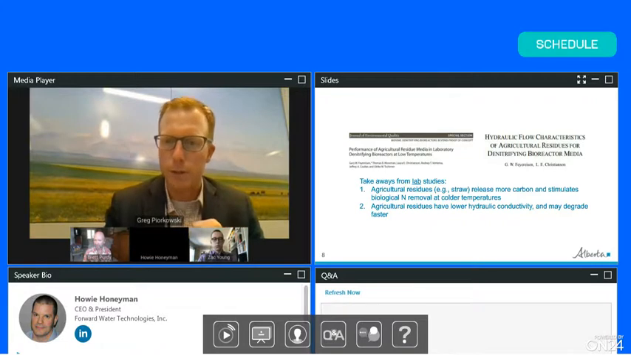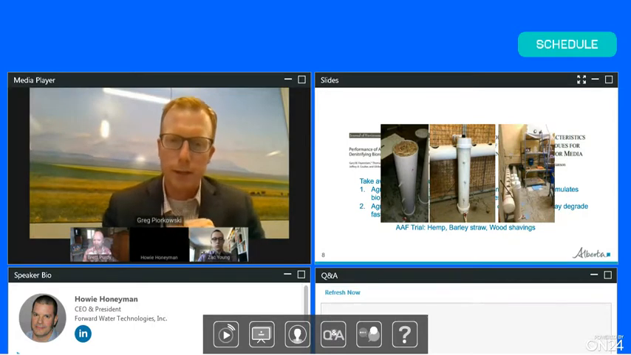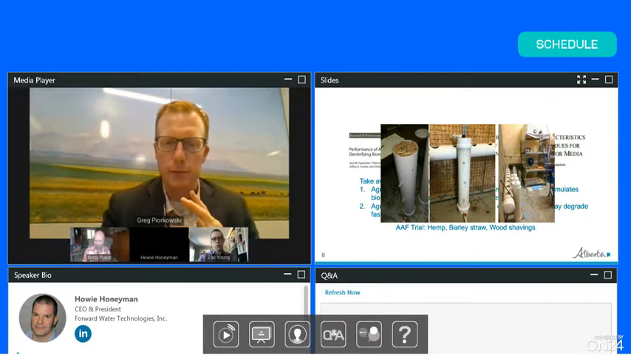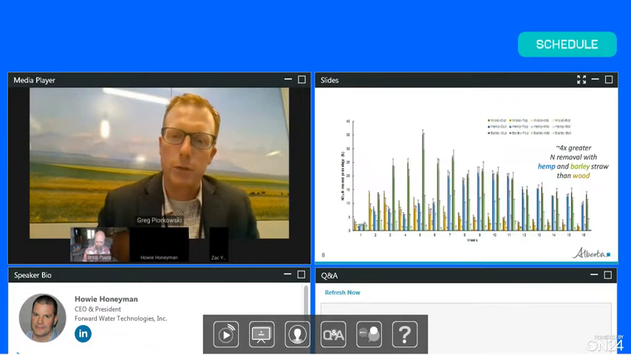So what we wanted to do was look at how well agricultural residues work in a field setting. We did set up some quick column studies to look at different materials. We set up hemp, barley straw, and wood shavings. We decided to use hemp because it is a very fibrous material, and in theory is more resistant to degradation and decomposition than other agricultural residues like barley or wheat straw. And then we compared that to wood shavings.